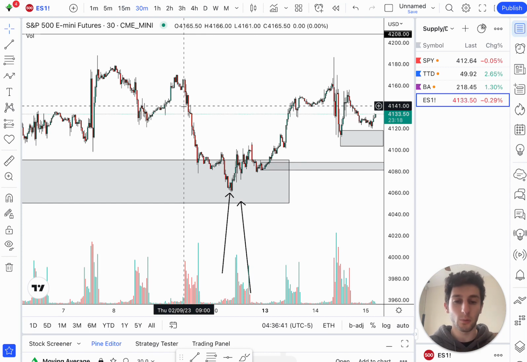So volume is something that you want to use in conjunction or in confluence with your strategy. You never want to use it alone as simply just a strategy by itself.